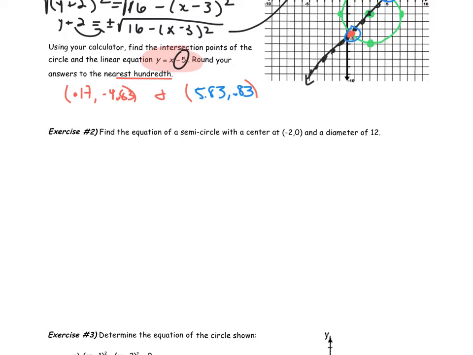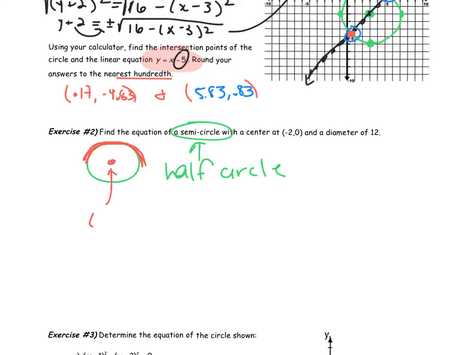Okay, next exercise. So for exercise 2, we want to find the equation of a semicircle. So a semicircle is half a circle. That's a half circle. So if I drew my full circle, I would only want to be looking at one of these portions. Okay. And it has a center at negative 2, 0. And the diameter is 12. So that I know the radius is 6.